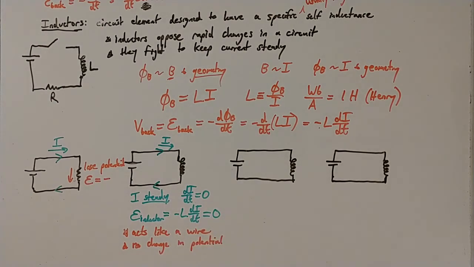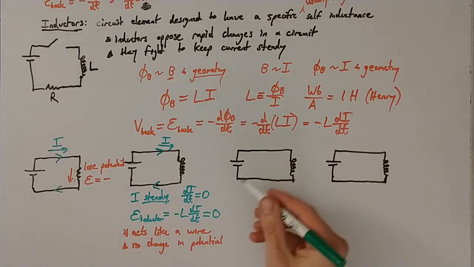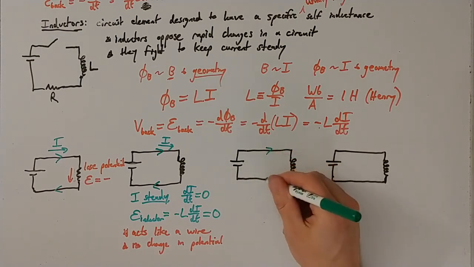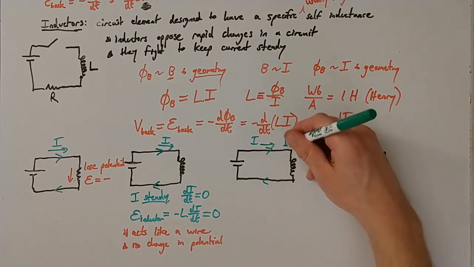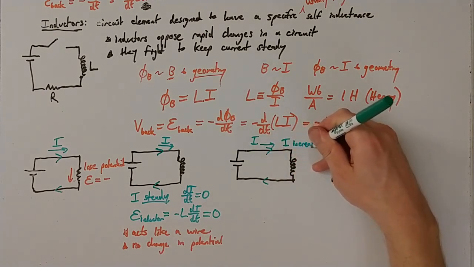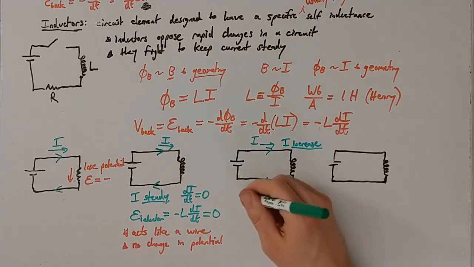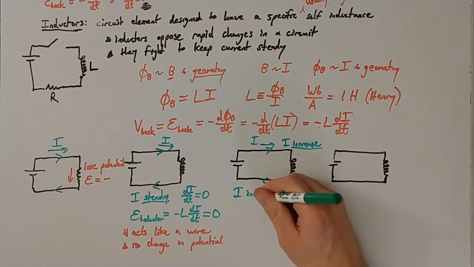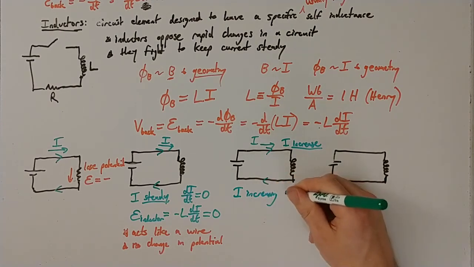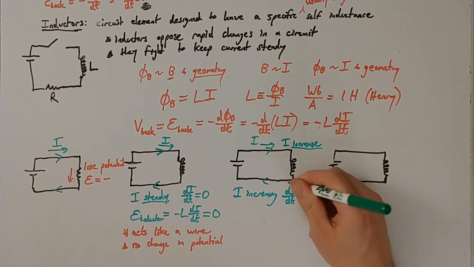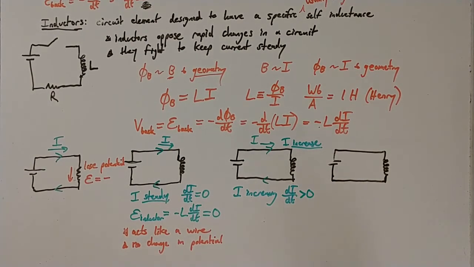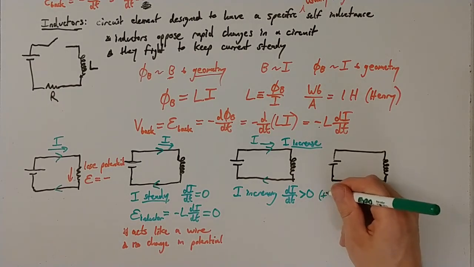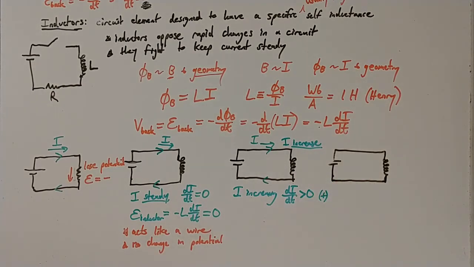Okay. All right. So that's all well and good, but then what if I start turning my power supply up a little bit? So now I have my current flowing again, but now I'm going to increase I. So let's have I increase. We're increasing I, or I guess I write that here, I is increasing. And so that means di/dt, the change of current with time, is positive. It's going to be getting bigger. So it's positive di/dt here.